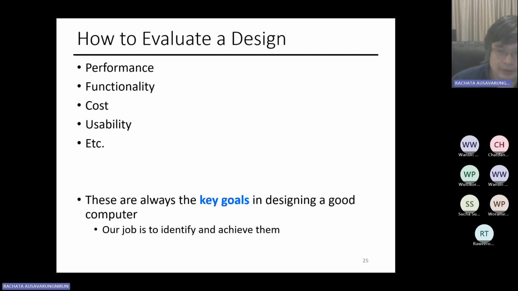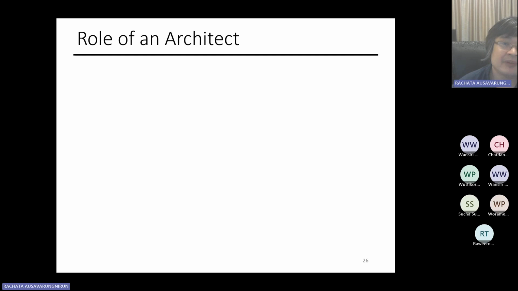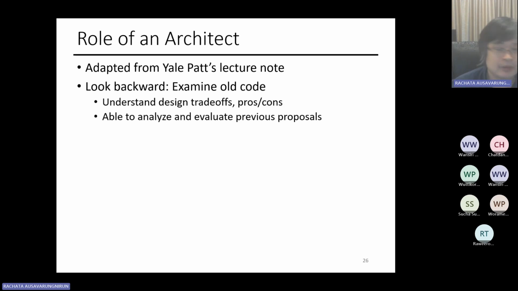And there are always key goals in designing a good computer. So our job is to identify and achieve them. And the role of an architect, this is basically adapted from Yale Patt's lecture. Yale Patt is my advisor. So he is Onur Mutlu's advisor at UT Austin. He's one of the prominent architects of our time.